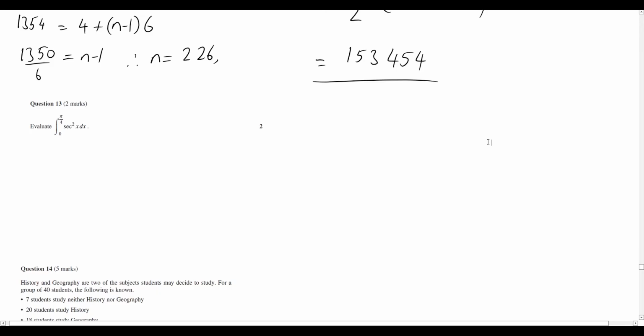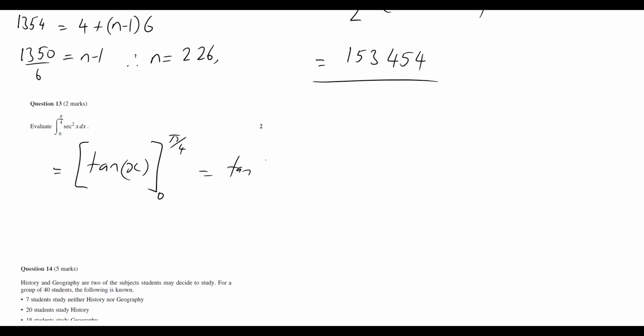So evaluate the integral of sec squared x dx from 0 to pi on 4. Okay, well, hopefully we know and recognize that the integral of sec squared x is simply just going to be equal to tan of x. Okay, and so now all we need to do is just sub in our values of pi on 4 and 0. So then we get that it's equal to tan of pi over 4, which is essentially tan of 45 degrees, which is 1, minus tan of 0, which is going to be 0. So then our answer here is simply 1. That's question 13. Okay, moving on to question 14 now.